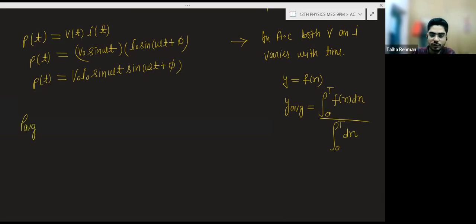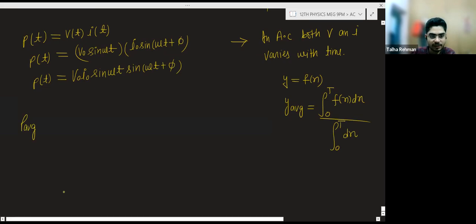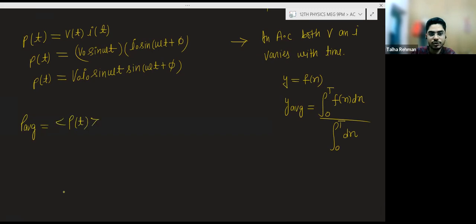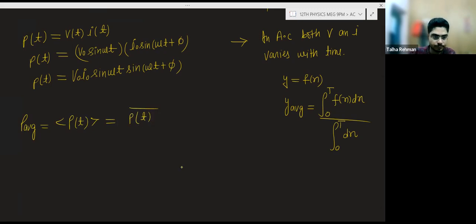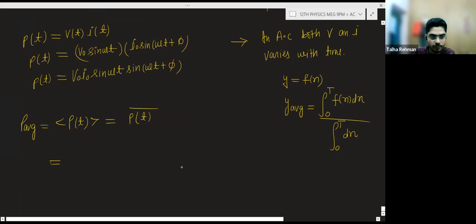To write the average power, we can write it like this. In NCERT, the average power is written like this. Basically, this is the power function, and this sign is representing the average. So this is your power at any time t, and we will calculate the average. Now, average power.